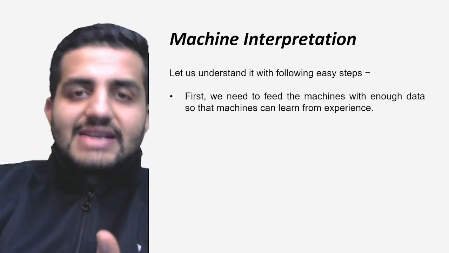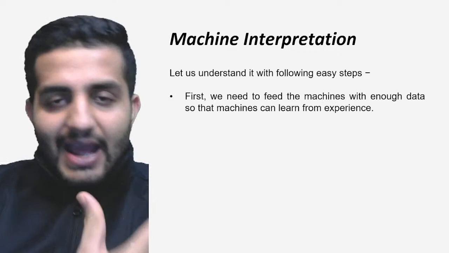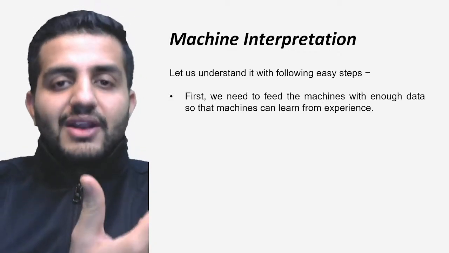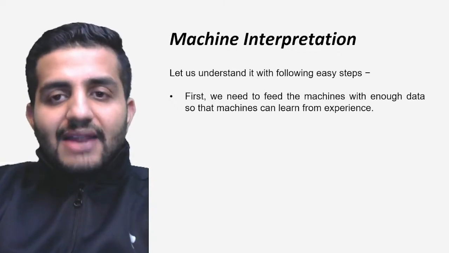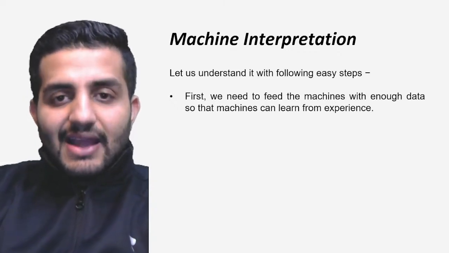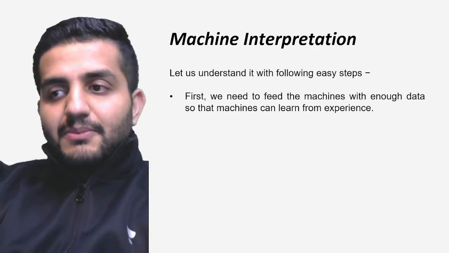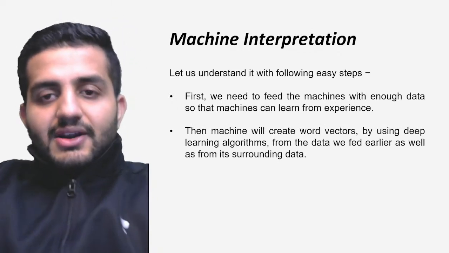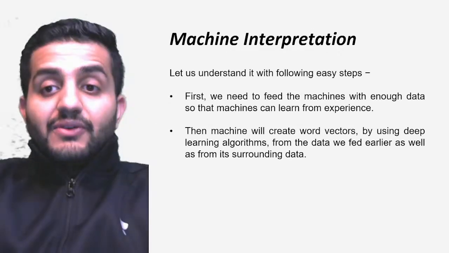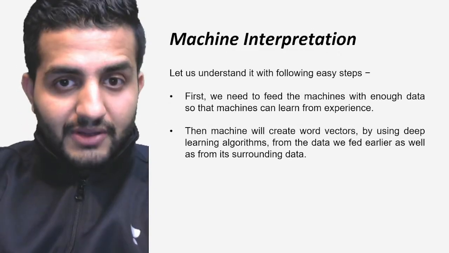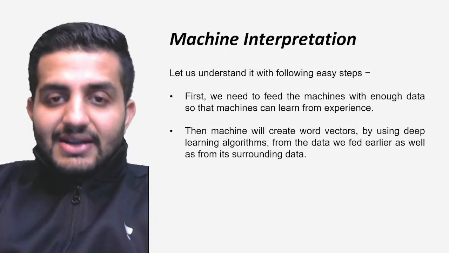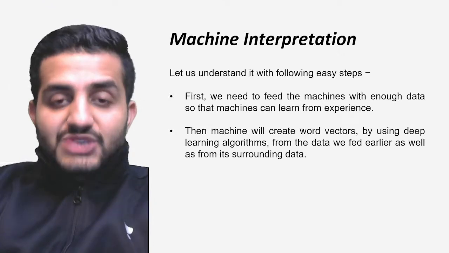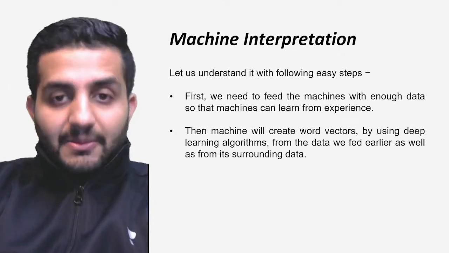Likewise, it's just one odd example, right? So for any of your natural language, for any lingual word, you have to make sure that the machine is able to understand that. So for that you have to feed the machine with enough data, right? Then the machines will create the word vectors, and I will talk about the word vectors, by using deep learning algorithms from the data we fed earlier as well as from its surrounding data.